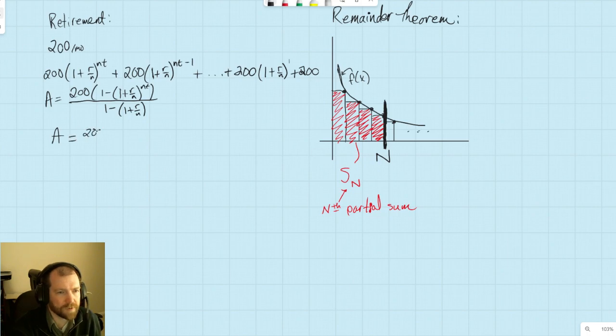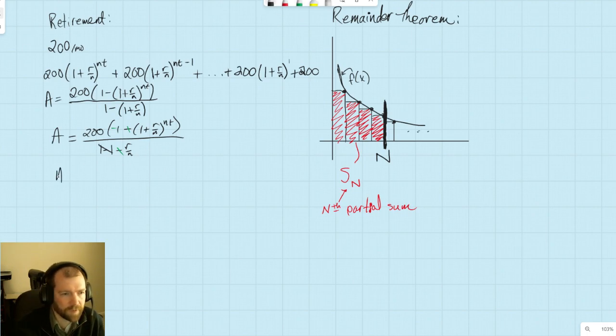So A equals 200 times 1 minus parentheses 1 plus r over n raised to the nt all over 1 minus 1 minus r over n. That's gone. And then again here, we can make this positive if we flip the sign up top. So make that negative, make that positive.